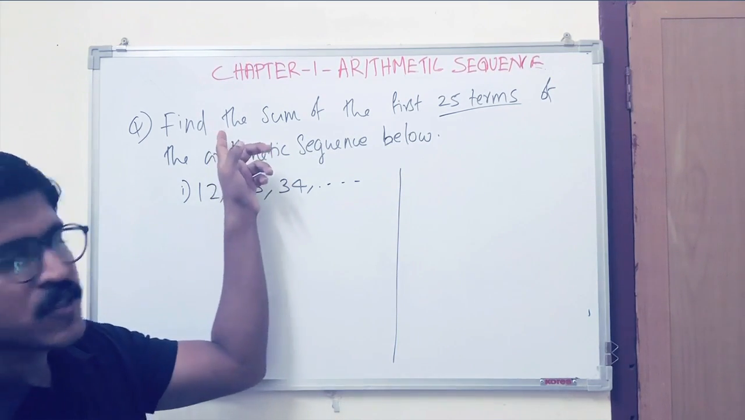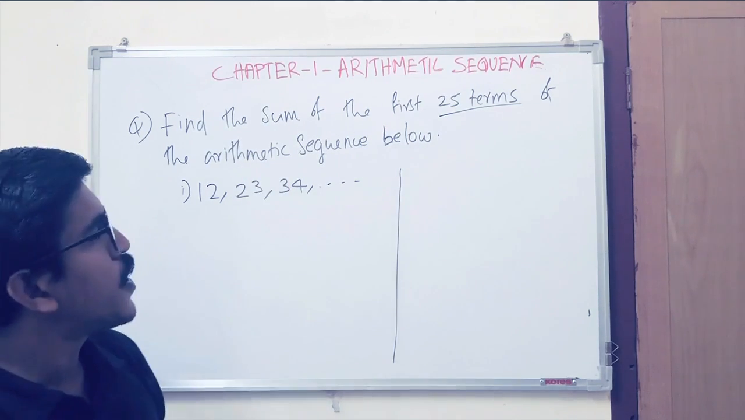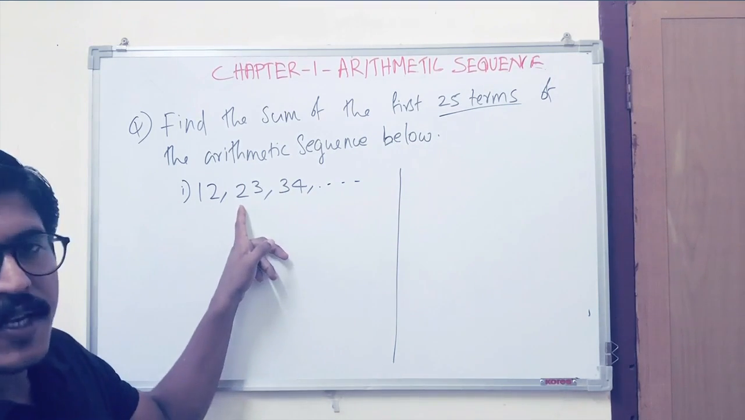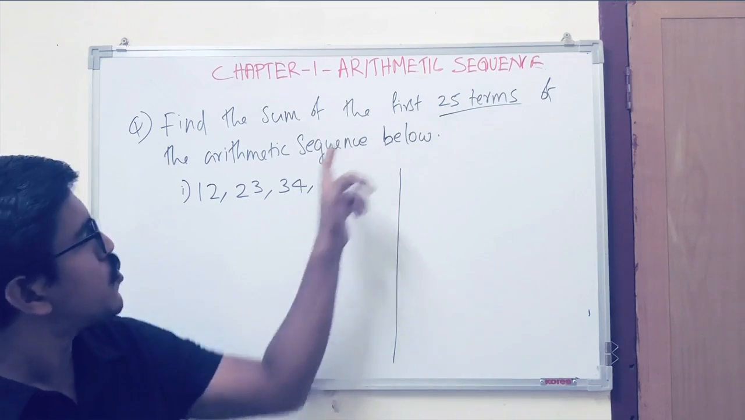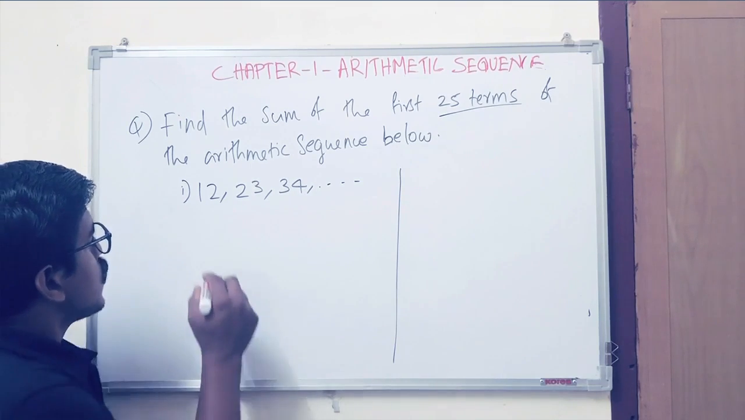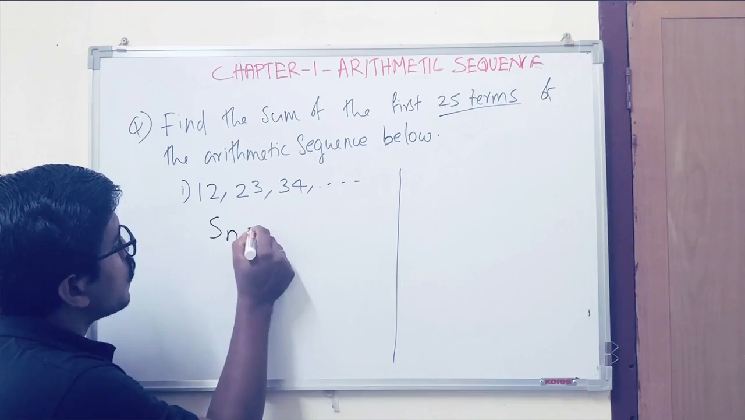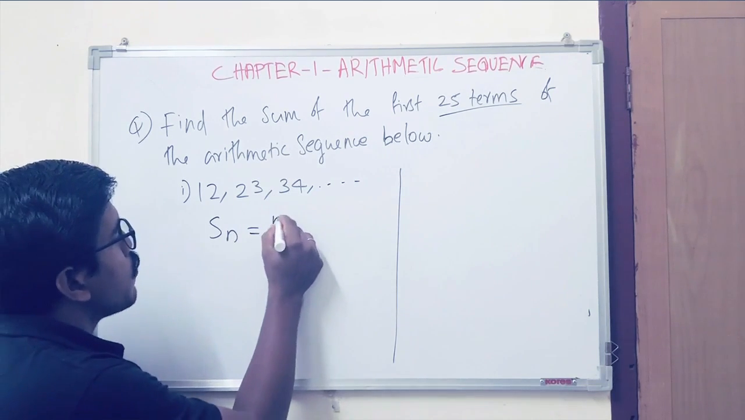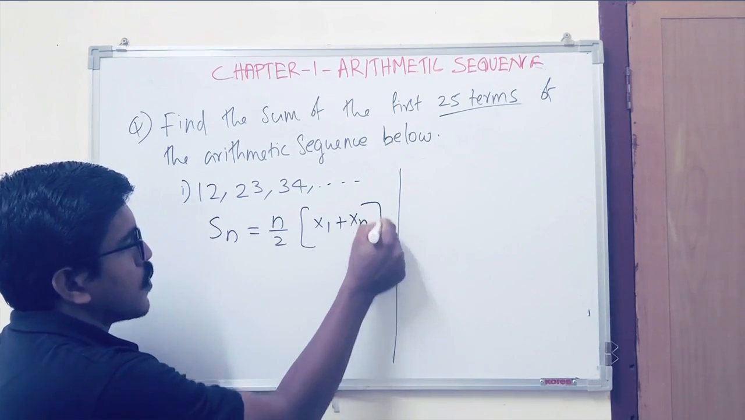Here the first question you can see, find the sum of the first 25 terms of the arithmetic sequence below. That is, we need to find out the sum of 25 terms of this particular sequence. Okay, so all of you know the equation to find out the sum of particular arithmetic sequences, that is n by 2 into (x1 plus xn), right?